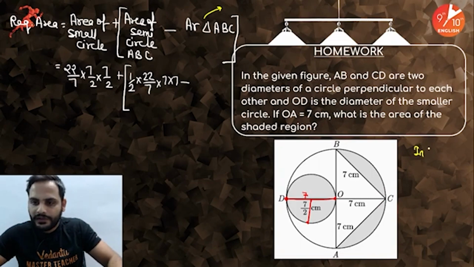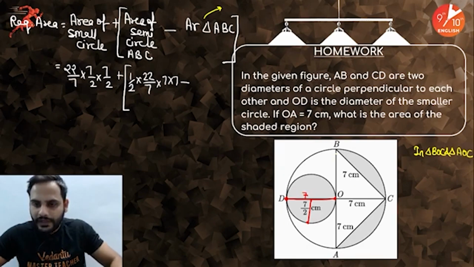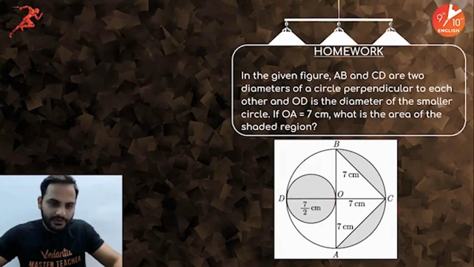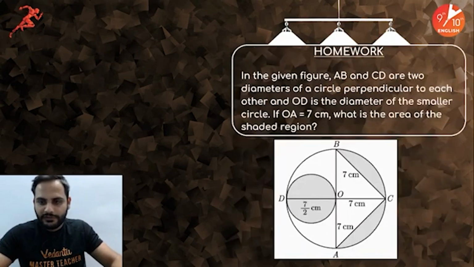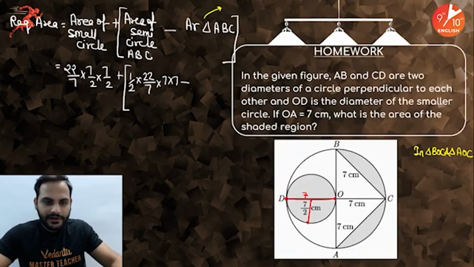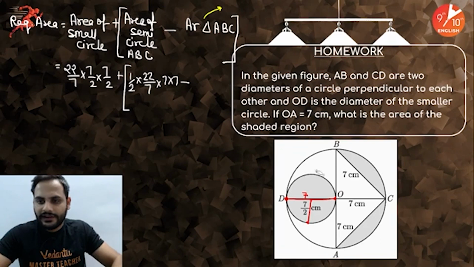I can say in triangle BOC and triangle AOC, look carefully. First thing, guys, I can say that OB and AO both are equal. How will I prove it? There is no other information given. Directly it is given, beta.